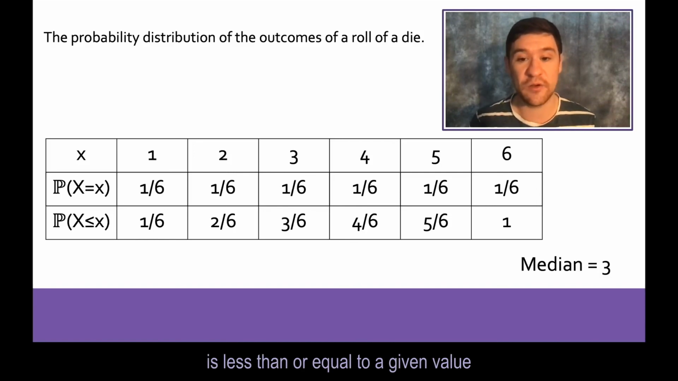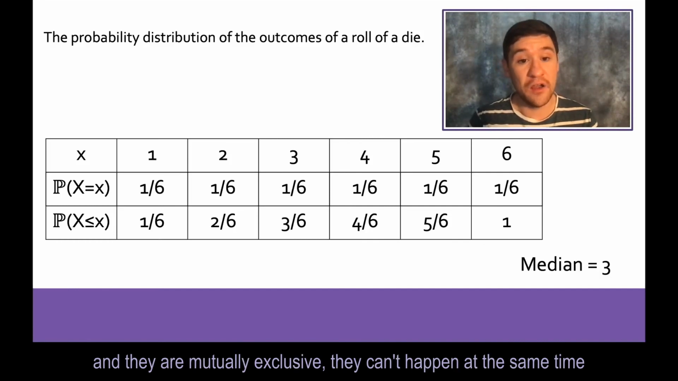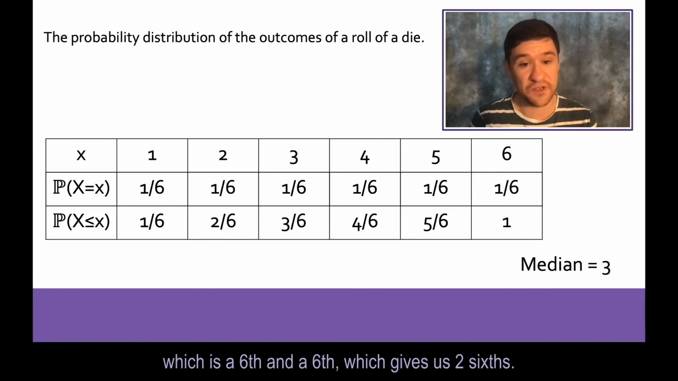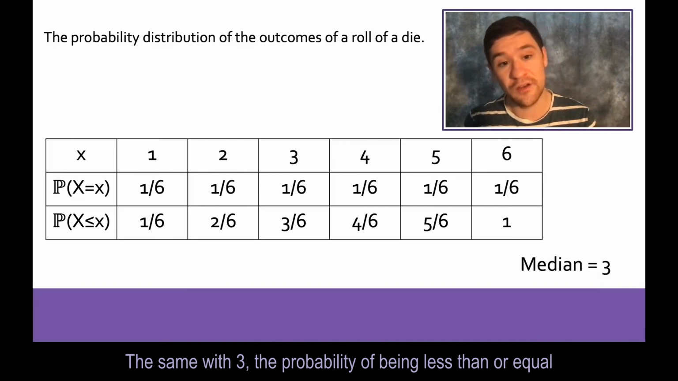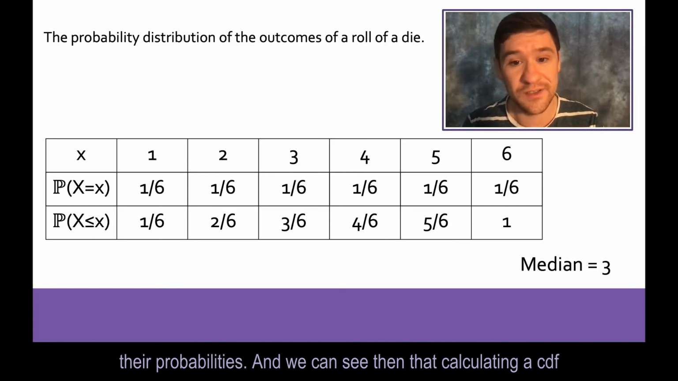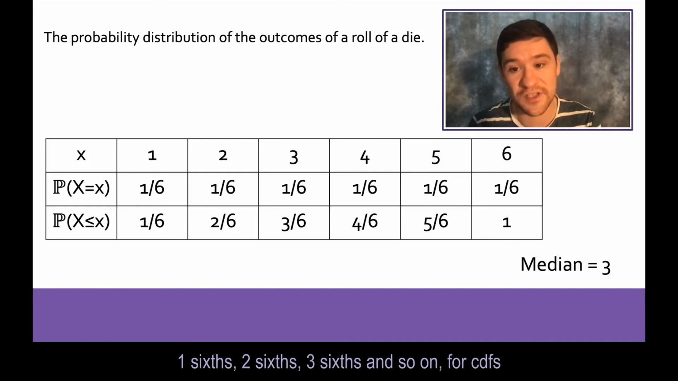the probability that our variable x is less than or equal to a given value, would be, for 1, a sixth. For 2, it would be the outcomes 1 and 2, and they are mutually exclusive, they can't happen at the same time, so we can add the probability of 1 and the probability of 2, which is a sixth and a sixth, which gives us 2 sixths. The same with 3. The probability of being less than or equal to 3 is the probability of being 1, 2 or 3, so we add up all the probabilities. And we can see then that calculating a CDF is just summing up along that row, 1 sixth, 2 sixths, 3 sixths and so on.